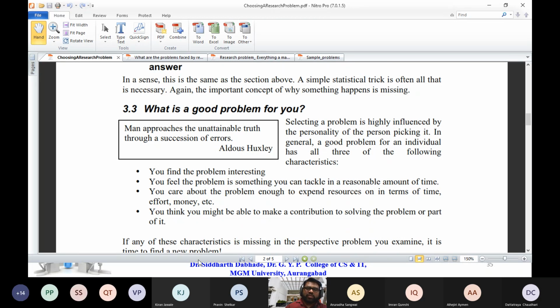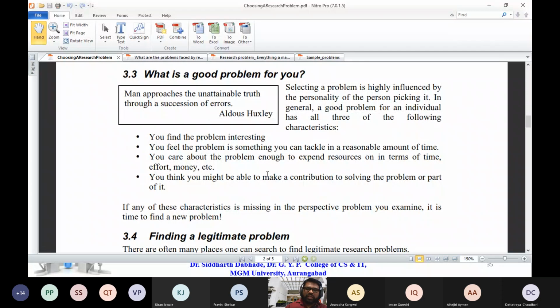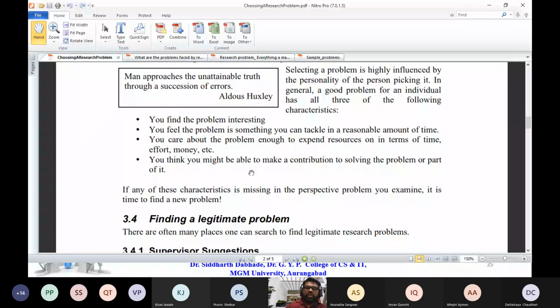So you need to decide on a good problem for your research work. For that, you need to find an interesting problem in which you are interested. You feel the problem is something you can tackle in a reasonable amount of time. You care about your problem enough to expend resources on it in terms of time, effort, money, etc. You think you might be able to make a contribution to solving the problem or part of it.